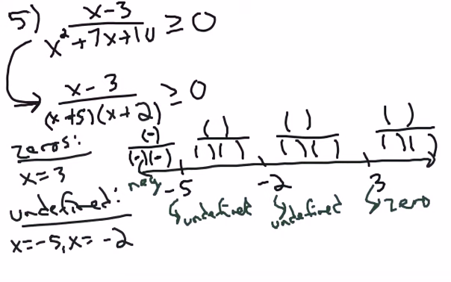Let's pick one between negative 2 and negative 5. So like negative 3. Negative 3 minus 3 is negative. Negative 3 plus 5 is positive. Negative 3 plus 2 is negative. Overall, I get a positive interval. Next one, pick 0. 0 is an easy one. 0 minus 3 is negative. 0 plus 5 is positive. 0 plus 2 is positive. So overall, this is negative. And for example, 4, that's a number past 3. So 4 minus 3 is positive. 4 plus 5 is positive. 4 plus 2 is positive. So this is all positive.